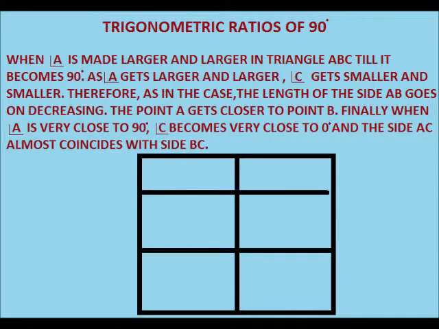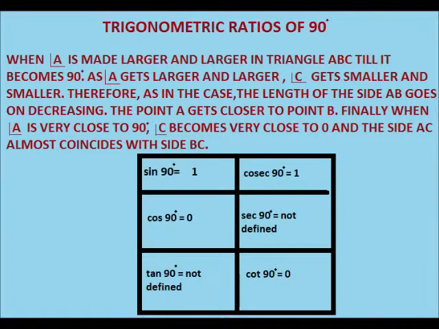Therefore, trigonometric ratios of 90 degree are: sin 90 degree equal to 1, cosecant 90 degree equal to 1, cosine 90 degree equal to 0, secant 90 degree equal to not defined, tangent 90 degree equal to not defined, cotangent 90 degree equal to 0.